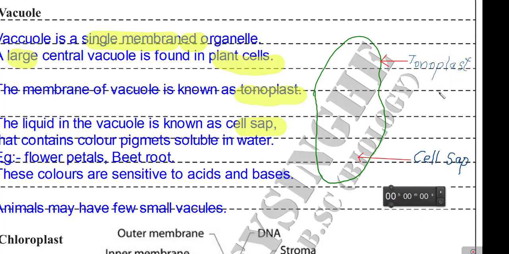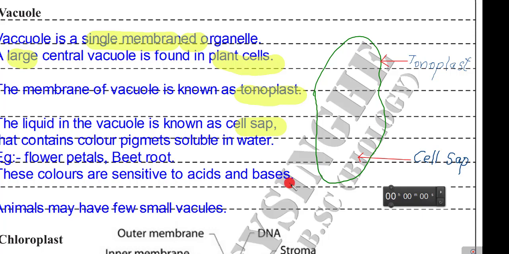Earlier also I explained that. The liquid in the vacuole is known as the cell sap. I told that the colors, when you cut the beetroot, that red color cell sap is coming. In the petals of the flowers, different color cell sap is coming. And this liquid, called the cell sap, contains color pigment soluble in water. That's why when you are cutting plants like beetroot, those things come out. Examples: flower petals, beetroot. These colors are sensitive to acid and base.